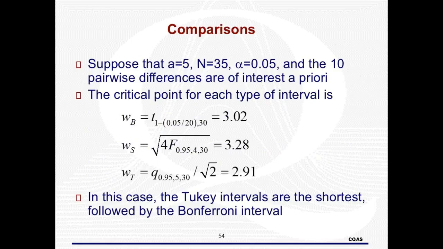Notice that Tukey's intervals are the shortest in this situation. That result shouldn't be surprising. The procedure was specifically designed for pairwise comparisons. Scheffe provides the greatest flexibility, but that flexibility comes with wider intervals. Bonferroni typically falls somewhere in between. This highlights an important lesson in statistics. There is rarely a universally best method. The best choice depends on the scientific objective.